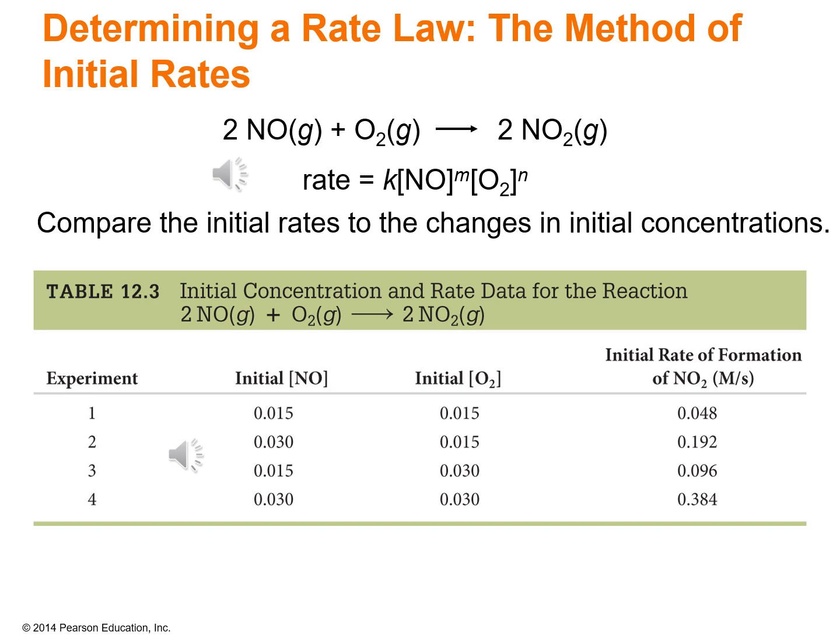One method of determining the values of the exponents in a rate law, the method of initial rates, is to carry out a series of experiments in which the initial rate of the reaction is measured as a function of different sets of initial concentrations. If you take, for example, the oxidation of nitric oxide in air, one of the reactions that contributes to the formation of acid rain, you have 2NO plus O2 yields 2NO2. In table 12.3 below, we see the initial concentrations and the rate data for this particular reaction.